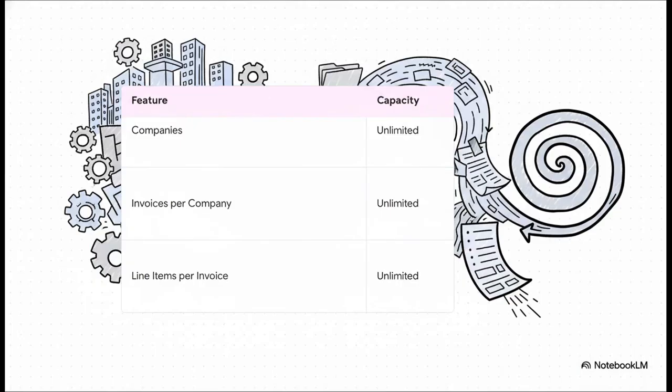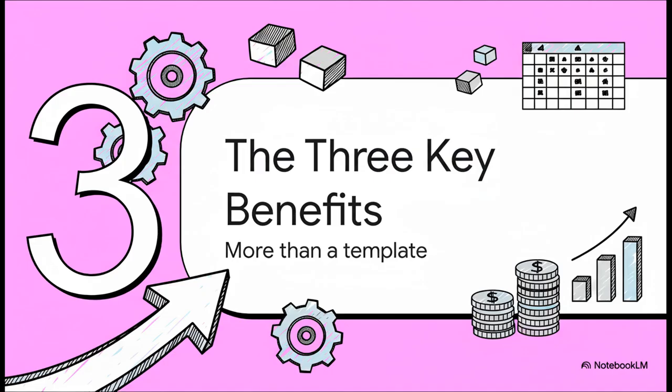This system is designed to handle an unlimited number of companies, an unlimited number of invoices for each of those companies, and, yep, you guessed it, an unlimited number of line items on every single one of those invoices. Scalability isn't an afterthought. It is built right into the DNA of this thing. All right, so we've established that it's powerful and it can totally scale with you.